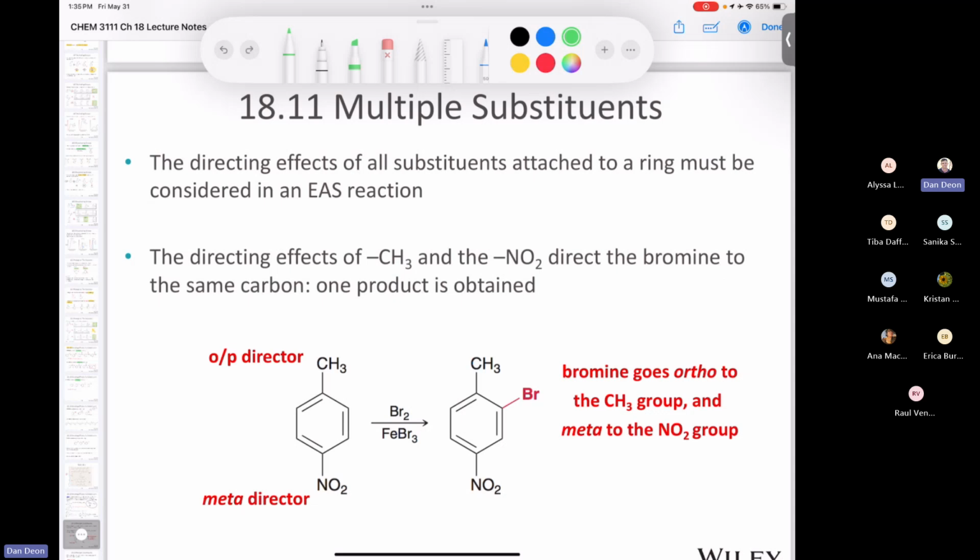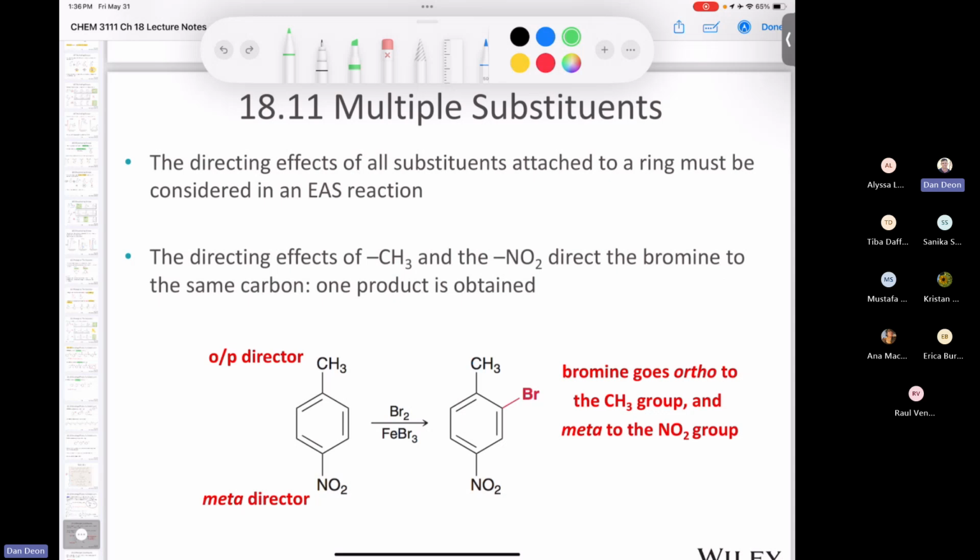So what we have to do is look at the methyl group. We have to look at the nitro group. Let's imagine there's a halogen, right? We have to look at that. We have to look at everything and make an assessment of that group, okay? So it says the directing effects of the methyl and the nitro in this compound here direct the bromine to the same position.